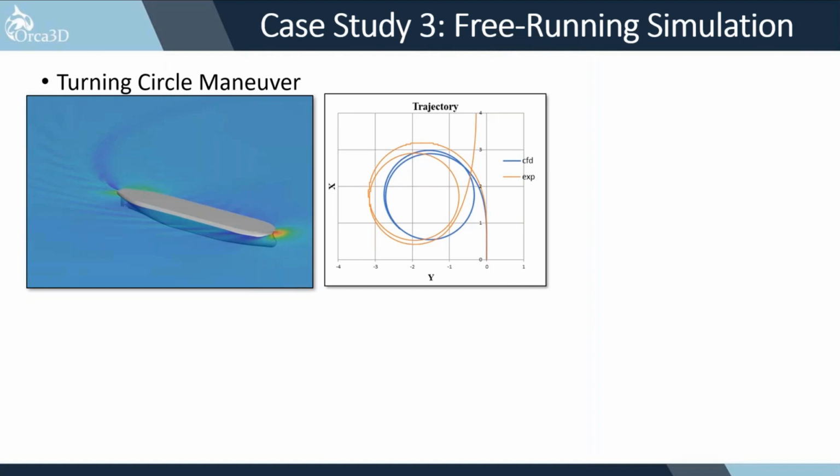We will keep a straight course at a certain RPM for the propeller, and the rotating propeller propels the ship. Then at a certain point, we are going to turn our rudder and see the response. Here's an example from the free run simulation versus an experiment. As you see, the main thing, the circle radius, we compare very well with the experiment. And since it's an apple to apple comparison, we can basically compare the same thing.